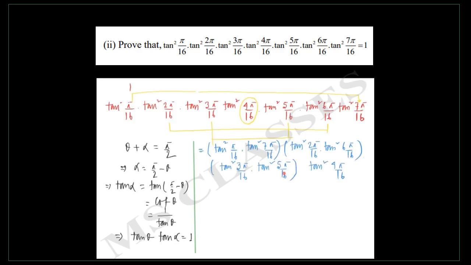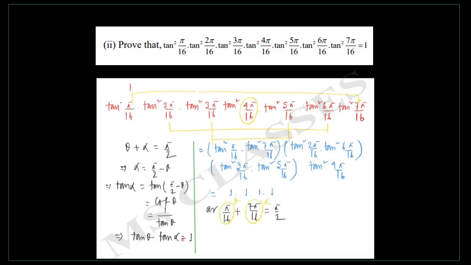Why will it be 1? You can write here 1 into 1 into 1 into 1. Why is this 1? Because pi by 16 plus 7 pi by 16 is pi by 2. So you can take the first one as theta, the second one as alpha, and you can definitely write this. We have already proved that.